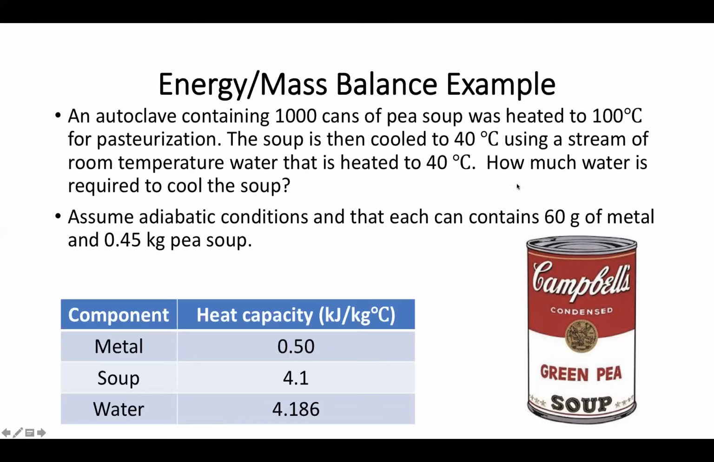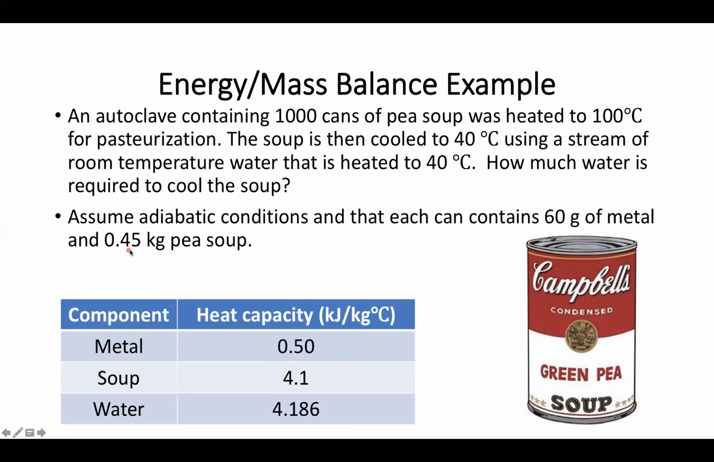So now here's the question: how much water is going to be required to cool the soup? We're going to assume a couple key features. First, we're going to assume adiabatic conditions, so no heat is entering or leaving from outside of my cooling chamber. And that each of my soups contains about 60 grams of metal with a heat capacity of 0.5 kilojoules per kilogram.